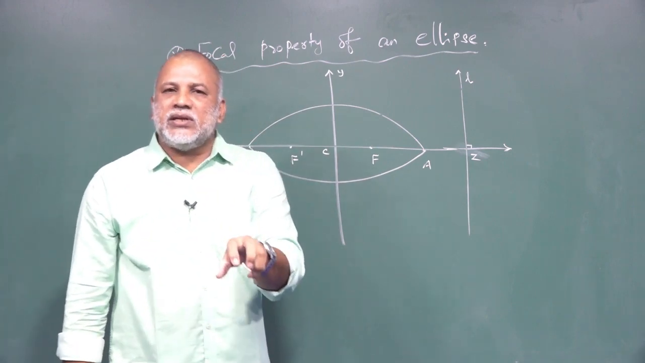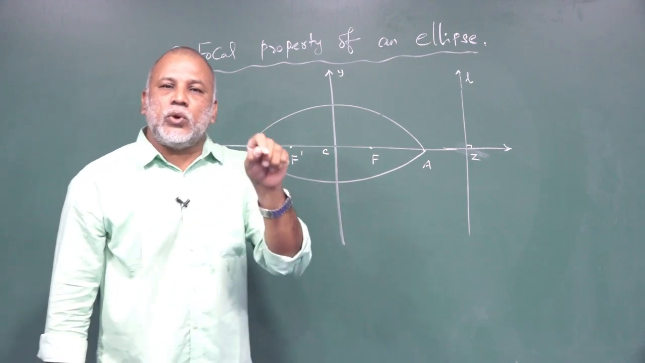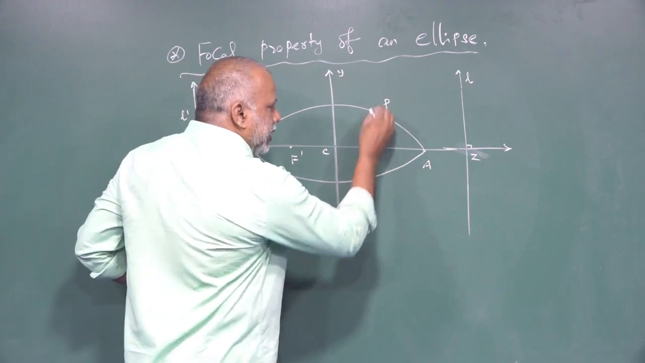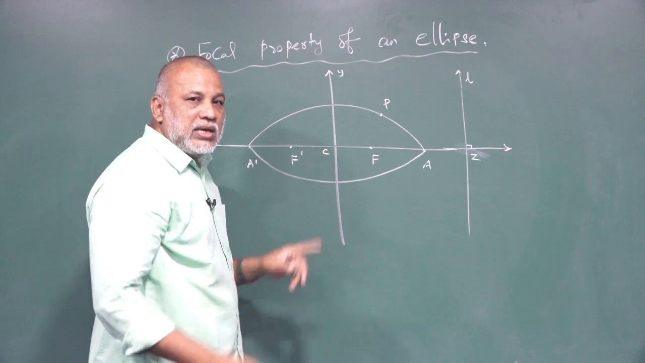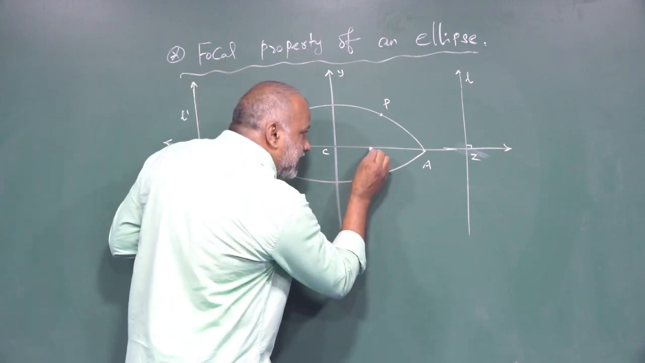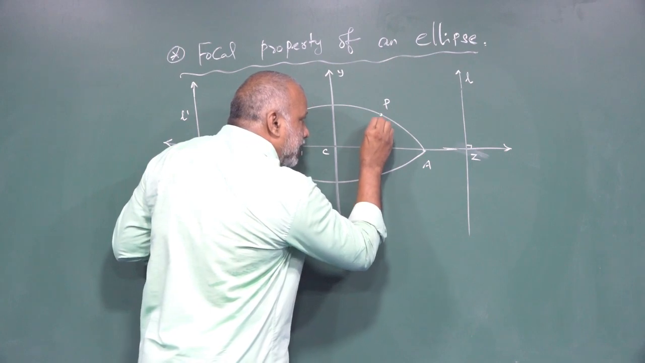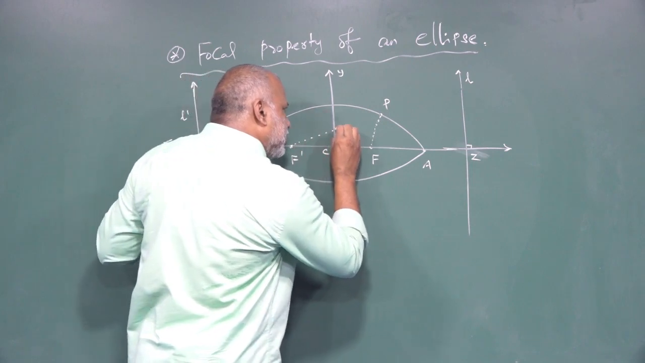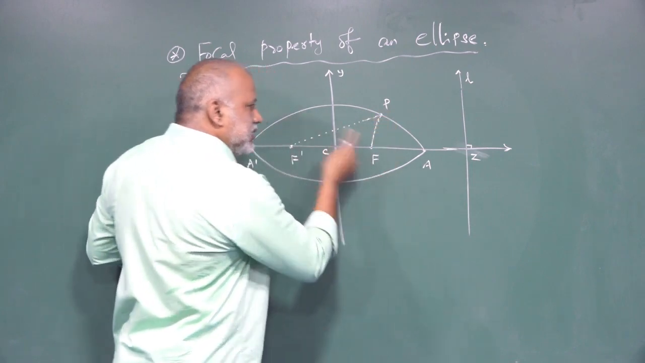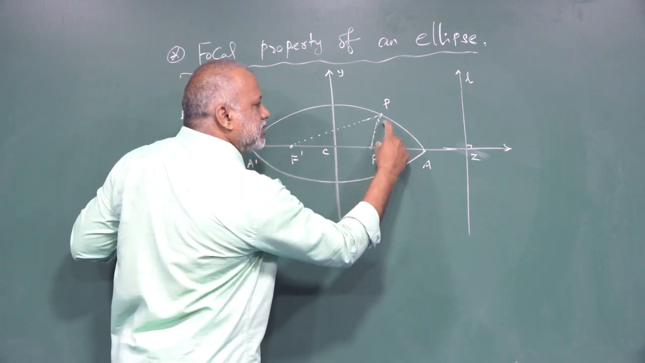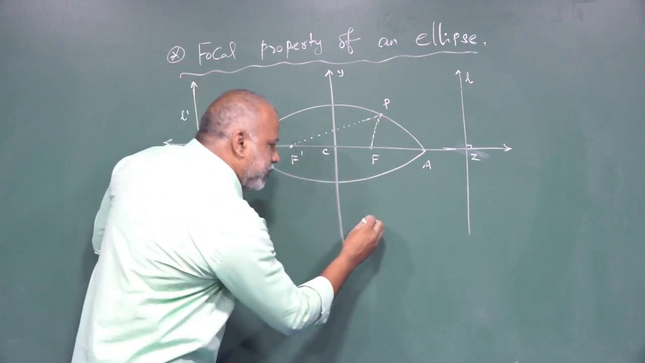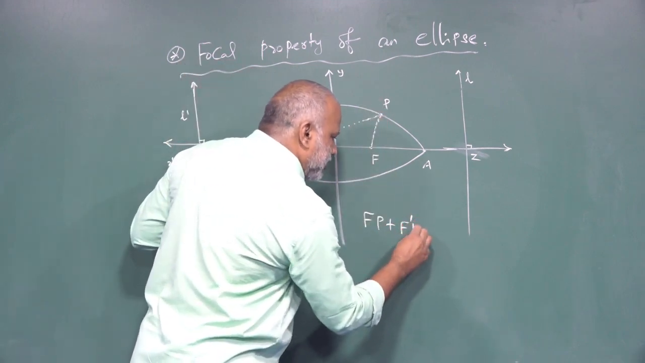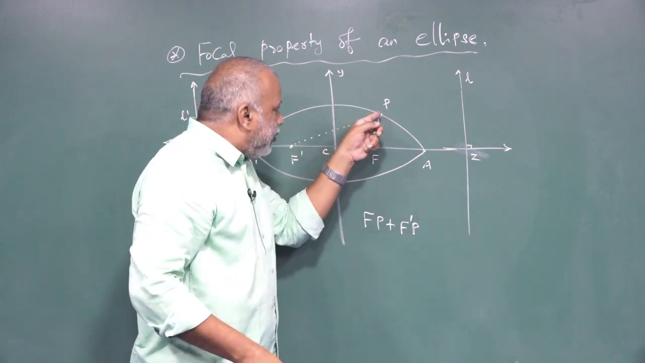Now listen to the definition. What is the focal property? Sum of focal distances of any point on an ellipse. I am selecting a point P in the first quadrant. Sum of the focal distances. What is the meaning of focal distances? It is one focus, and I am able to draw one distance. It is also a focus. We can take these two. This is called the sum of the focal distances. FP is one distance, F dash P is one distance. Therefore, sum means we add FP plus F dash P. This is called the sum of the focal distances of any point on an ellipse.